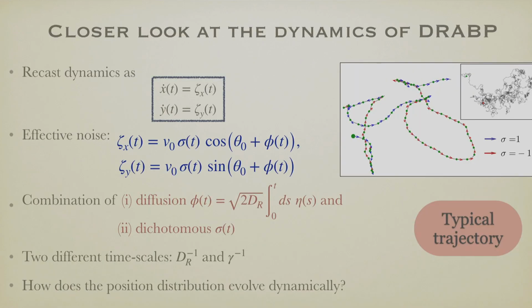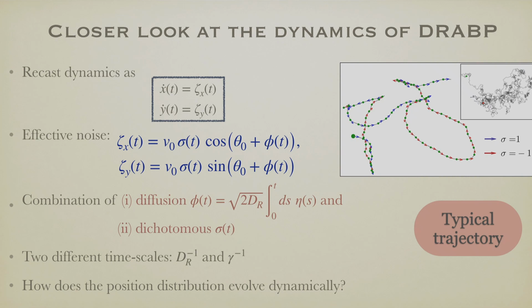Before going into the details, let's have a closer look at the dynamics. We can recast it in a form which is similar to Brownian motion. However, these effective noises, zeta x and zeta y, are very different. So this is the form. It involves two components. One is the diffusion, with a time scale dr inverse, and then there is a dichotomous noise sigma t, which has a time scale gamma inverse. So we have two inherent time scales, unlike the usual active particle models, and we expect to see some effect of the interplay of these two time scales in the position distribution also.